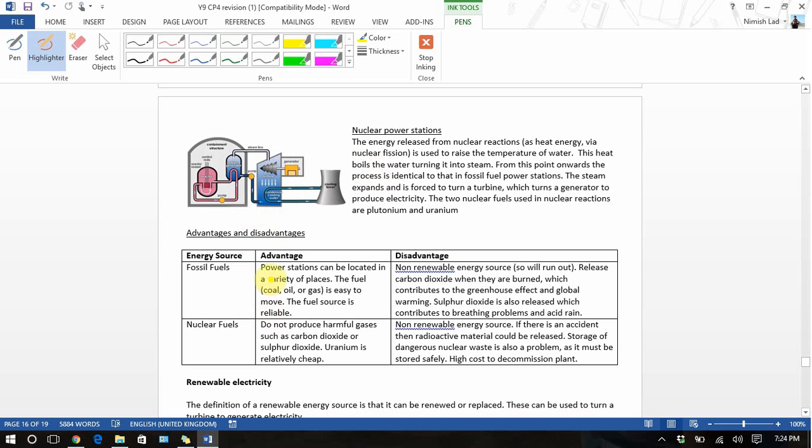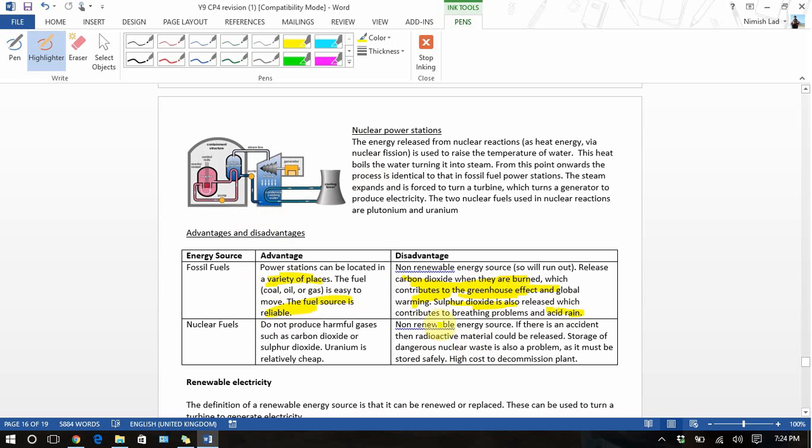So fossil fuel stations can be located pretty much anywhere, and the fuel source is reliable. Anytime you want energy out of it, you can get it. The problems are that they produce carbon dioxide when they're burned, which contributes to the greenhouse effect and global warming. Also makes sulfur dioxide, which causes acid rain and breathing problems.